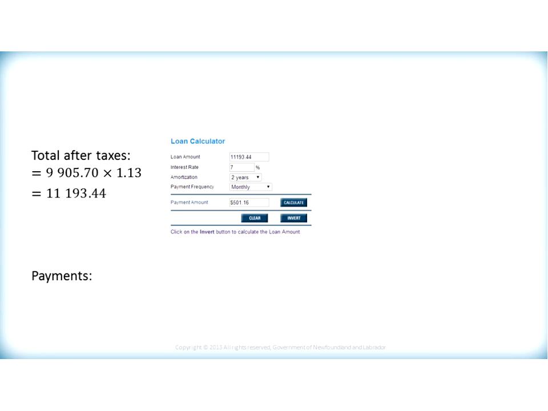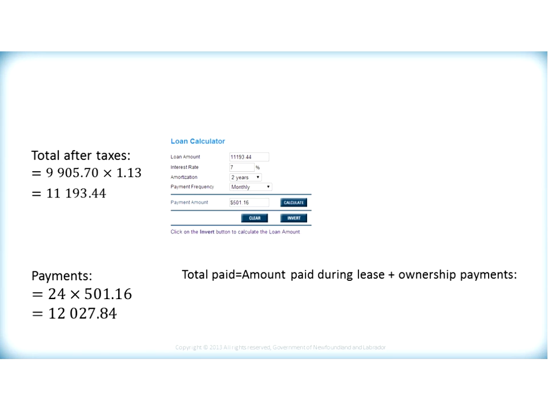So the total number of payments that he has to make is 24, because it's a 2-year term, of $501.16 each, which means that he still owes $12,027.84 if he keeps a regular schedule on his payments to own the car. So that is how much he has left to owe, plus what he's already paid.